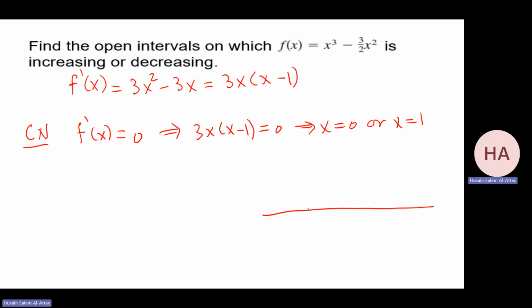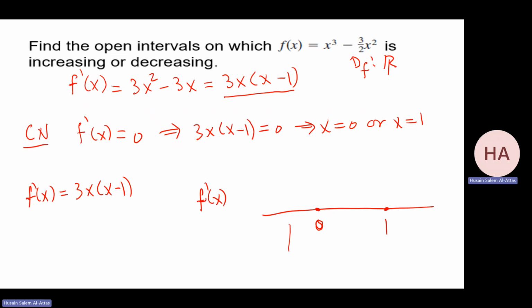So put this number line. I have 0 and I have 1. By the way, the domain of the function is all real numbers. Now I want to check the sign of f prime. Note f prime is 3x times x minus 1. So I need to check the sign of this. I'll take a point here, for example x equals minus 1. 3 times minus 1 times minus 2, so it will be positive. That's what I care about. It's positive. That means the function is increasing here.